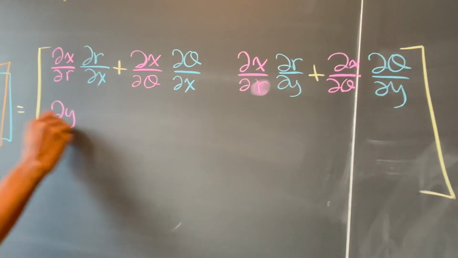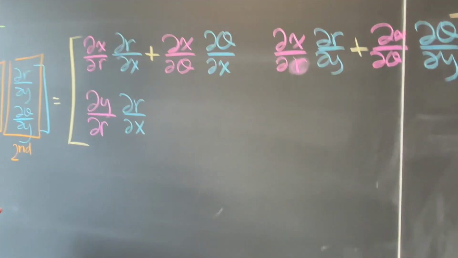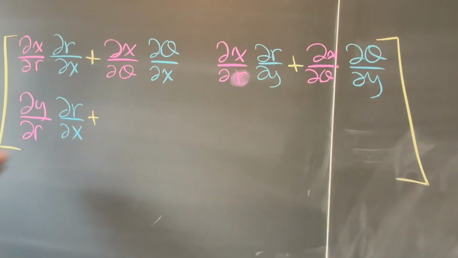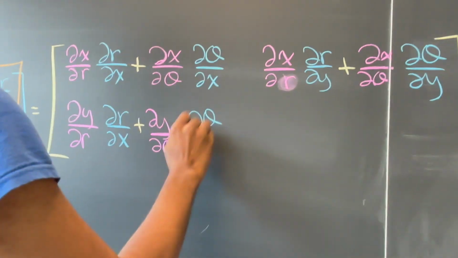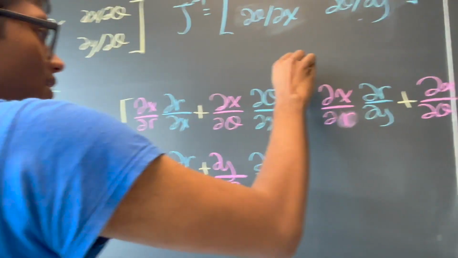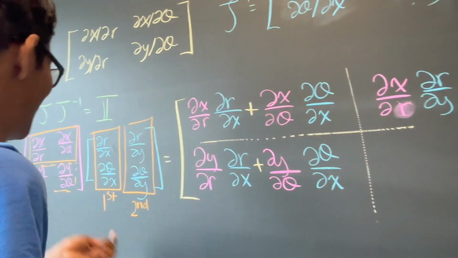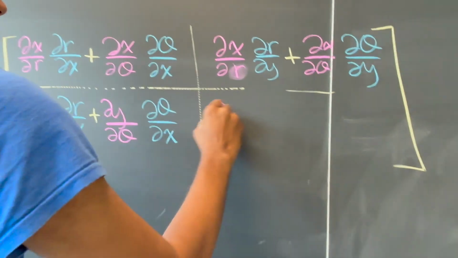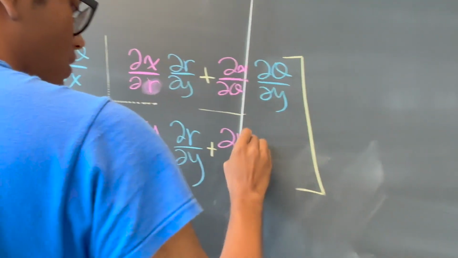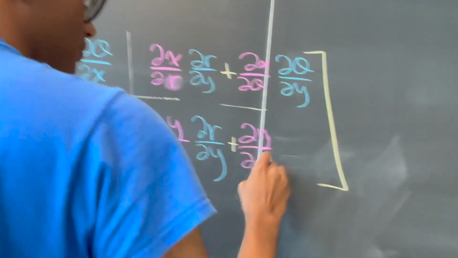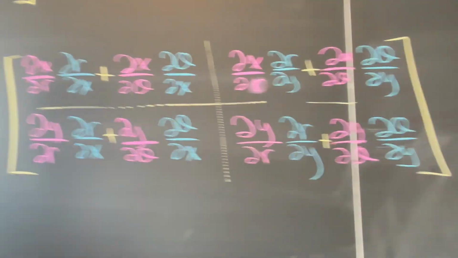Start with partial y partial r multiplied by partial r partial x plus partial y partial theta multiplied by partial theta partial x. And let me implement a subdivision between rows and columns. And finally, we implement the final row and column of our matrix, which is partial y partial r, partial y partial theta, times partial theta partial y. Solving this one is an exercise left to the reader.